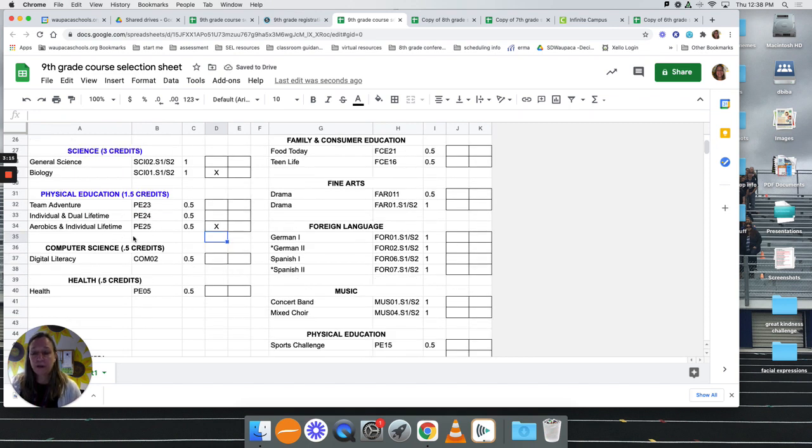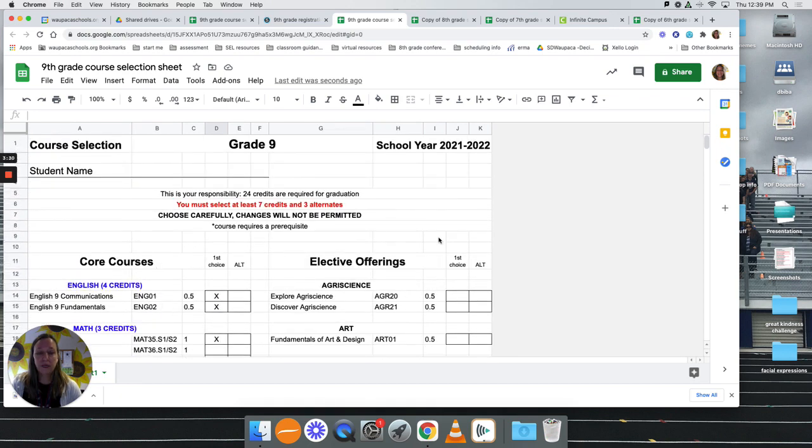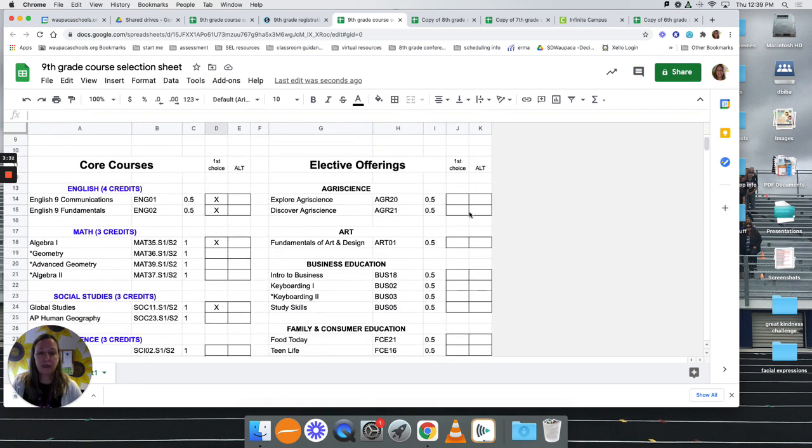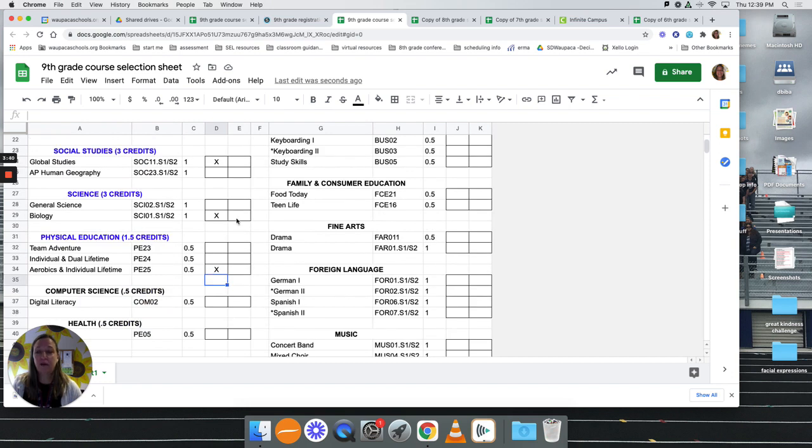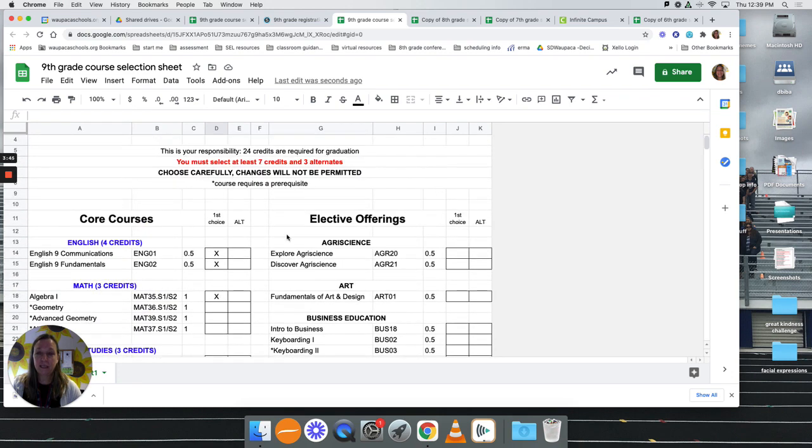These are required at some point. If you took health in 8th grade and passed it, you're done. You don't have to take it again. So don't check that. And digital literacy is required at some point, but not necessarily in grade 9. So then over on the other side are my elective offerings. So I have 1, 2, 3, 4, 5, 4.5 credits. 4.5 credits. I need 7 credits. So I need 2.5 more credits.